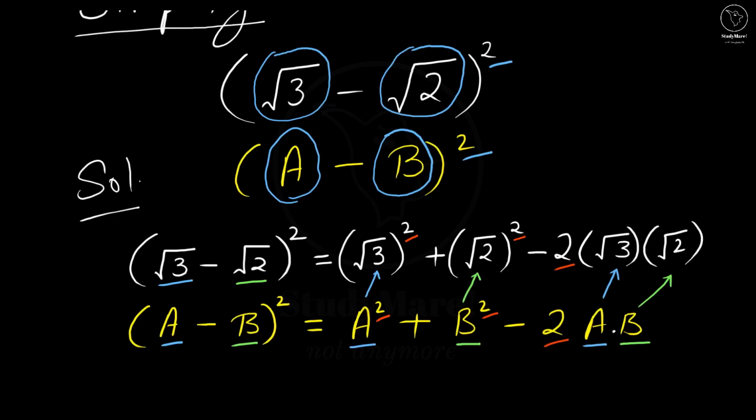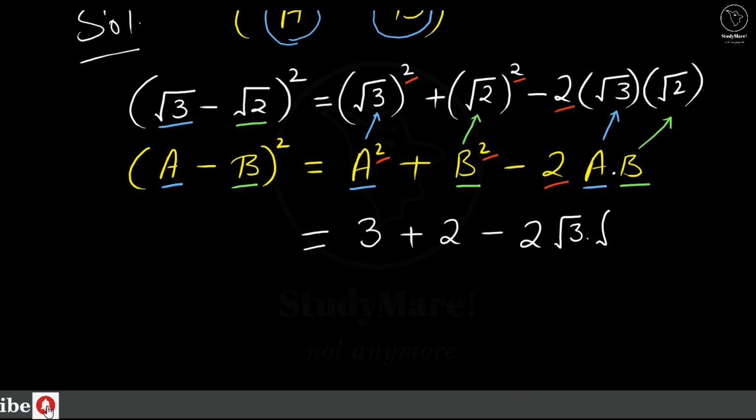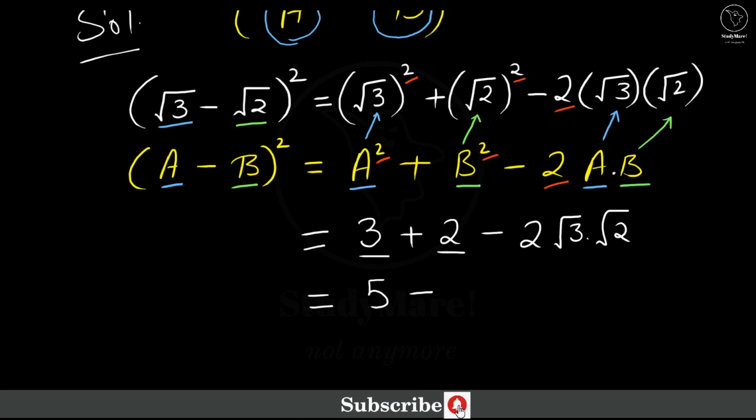So once you have substituted the value, now you are left with nothing but simply the expansion or the solution. Just simplify it and you will get the answer. So in this case, this will be equal to root 3 square, that is 3, plus root 2 square, that is 2, minus 2 into root 3 into root 2, which is equal to 3 and 2 add up, so we get here 5 minus 2 as it is, and root 3 into root 2.